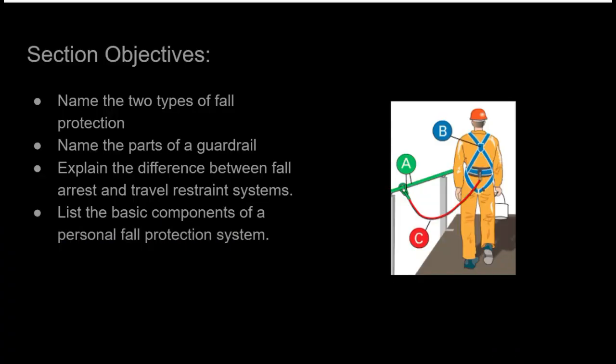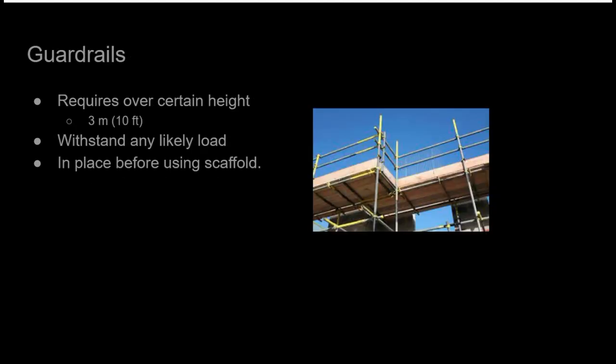After this section, you will be able to name the 2 types of fall protection and the parts of a guardrail. You will be able to explain the difference between fall arrest systems and travel restraint systems. And you will be able to list the basic components of a personal fall protection system.